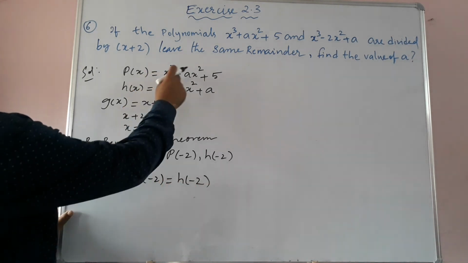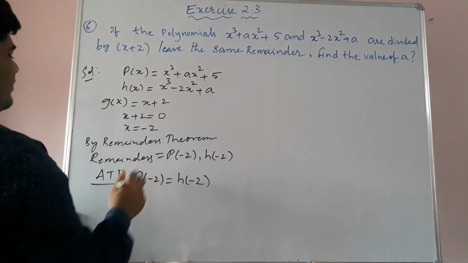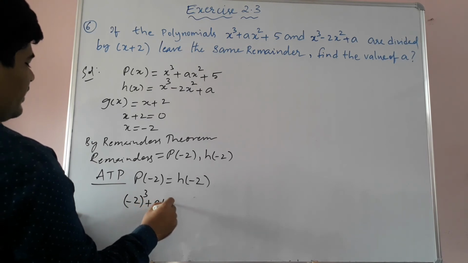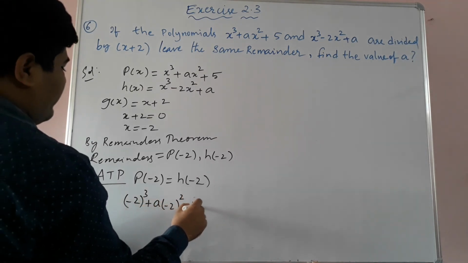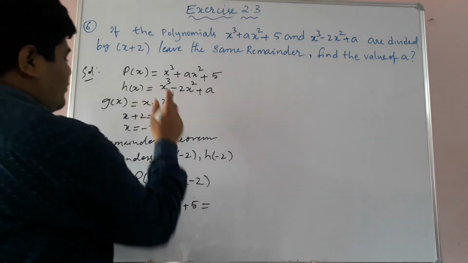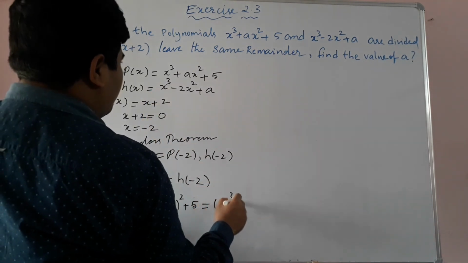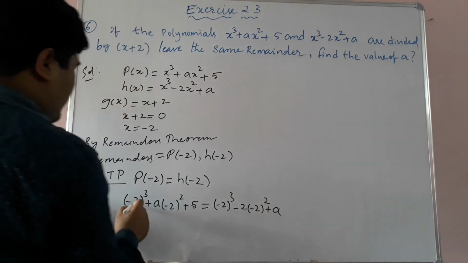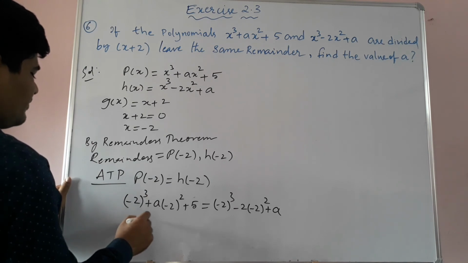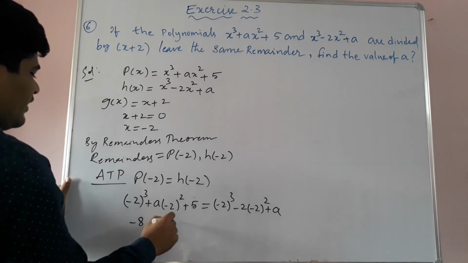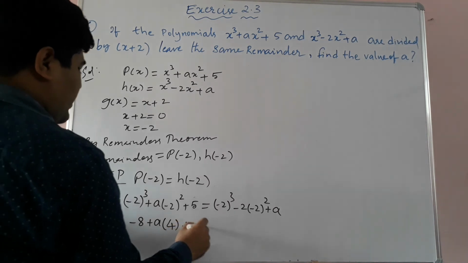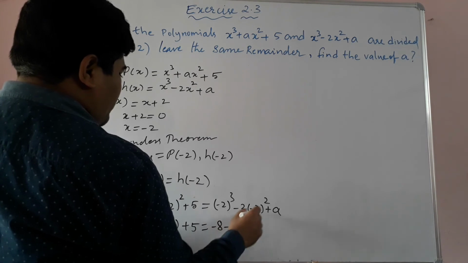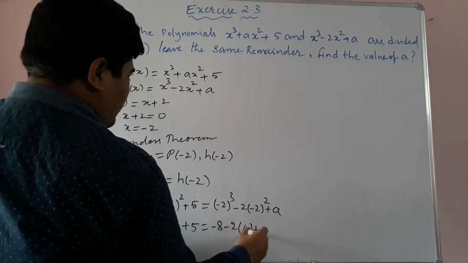So what is p of x? x cube plus ax square plus 5. Just replace x with minus 2. So minus 2 cube plus a into minus 2 square plus 5 is equal to h of negative 2, minus 2 cube minus 2 into minus 2 square plus a. Okay, negative 2 cube is equal to negative 8, children. Plus a into negative 2 square is 4, plus 4a plus 5 is equal to negative 2 cube is negative 8 minus 2 into negative 2 square is plus 4, plus a.